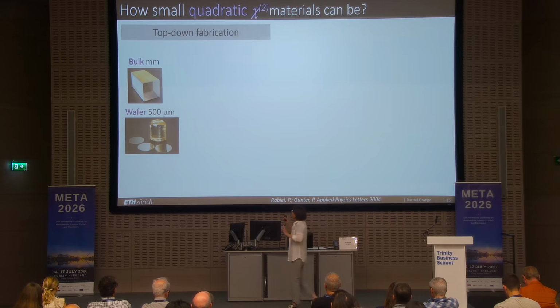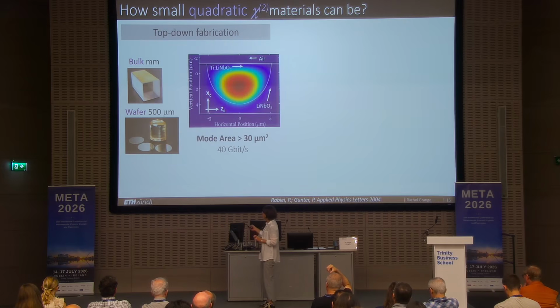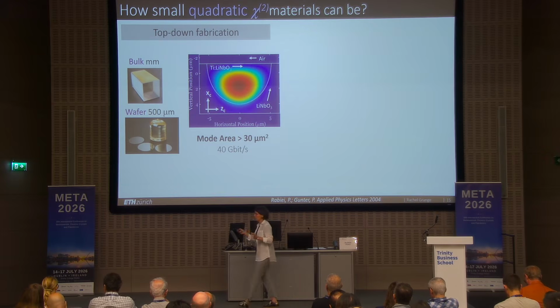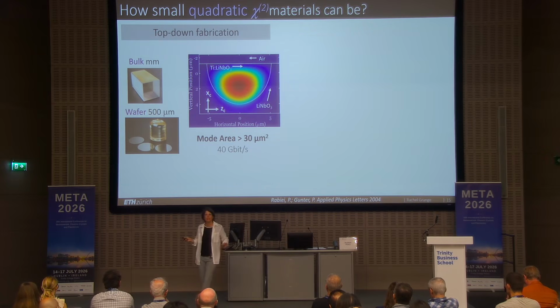So now, how do they exist, and how small can a quadratic material be? We know them as bulk, right? And we also know them as wafer, where with titanium indiffusion or proton indiffusion, you can reach a mode area for the photonic integrated chip, for instance, on the order of 30 micrometer square. So it allows you to have 40 gigabit per second electro-optic modulation.